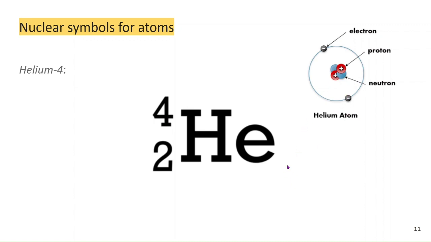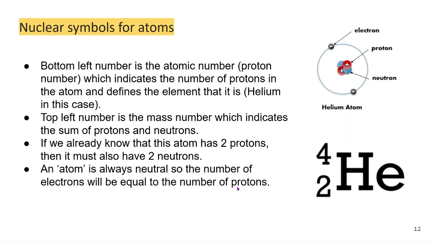And then we'll get to the electrons in a moment. But here's kind of what I was saying. So bottom left is the atomic number, the proton number. Top left is the mass number, which is the sum of protons and neutrons. If we already know that this atom has 2 protons, right? Helium always has 2. Then it must also have 2 neutrons to equal 4. And an atom is always neutral, so the number of electrons will be equal to protons. And we'll get into this distinction in a second. But if we're talking about atoms, that means the protons equal the electrons, so 2 to 2 in this case.